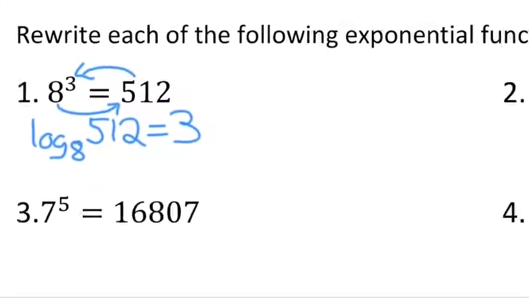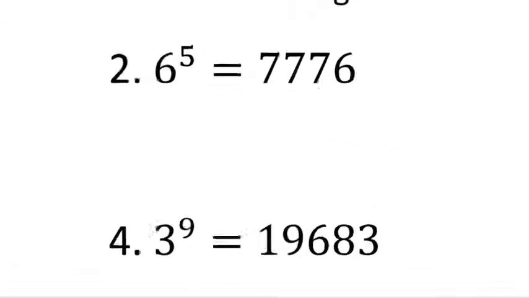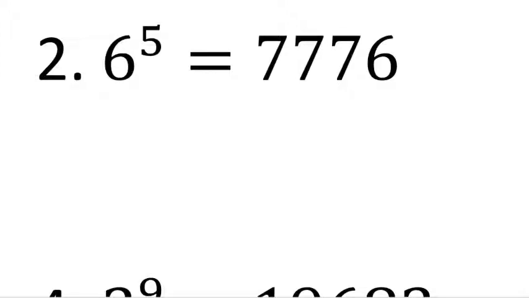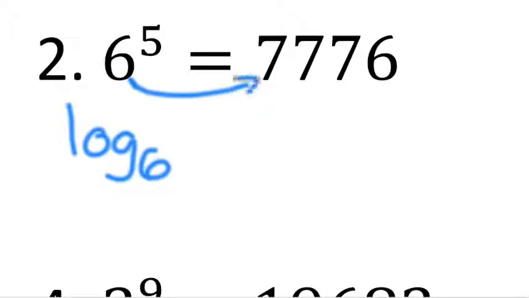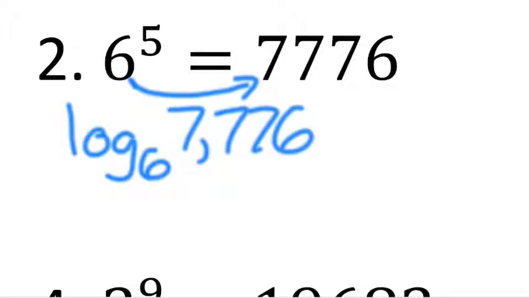For number 2, we're given exponential form. We're going to our log form. So our 6 is the base of our exponent, so it's going to be the base of our log. The number we're taking the log of is that 7,776, and we're going to set it equal to 5.